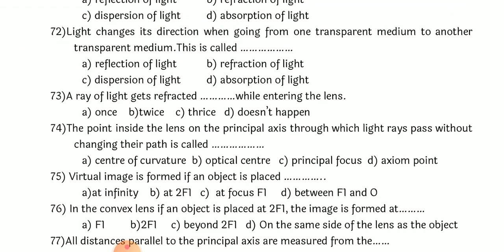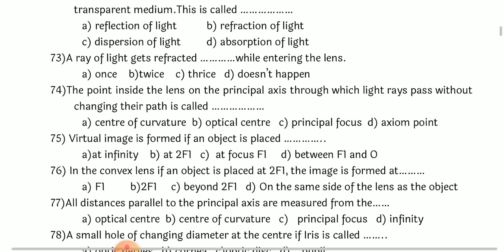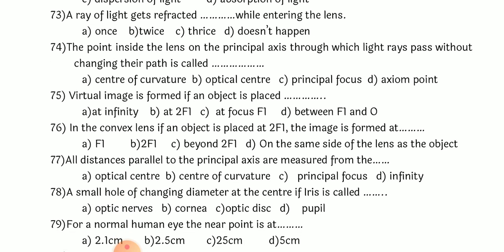The point inside the lens on the principal axis through which light rays pass without changing their path is called the optical center. A virtual image is formed if an object is placed between F1 and O. Okay, that is option D.